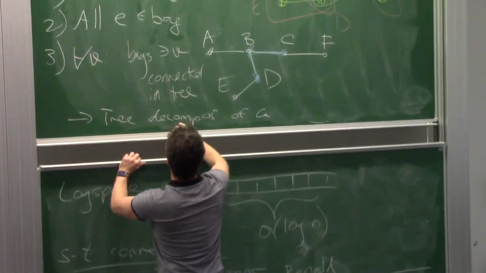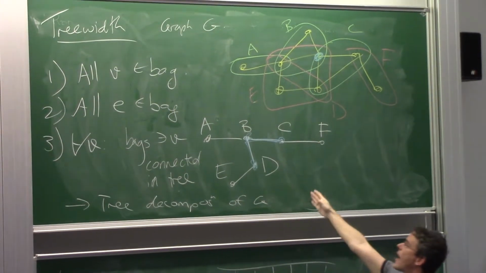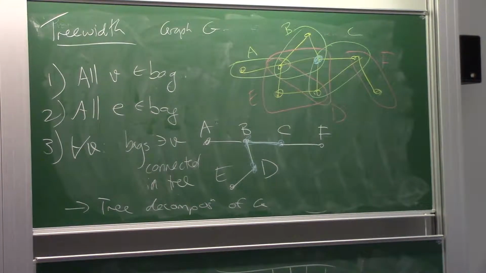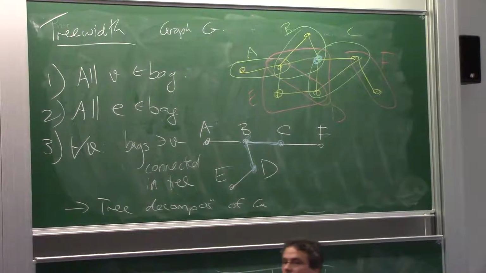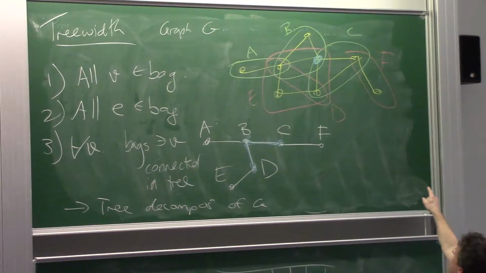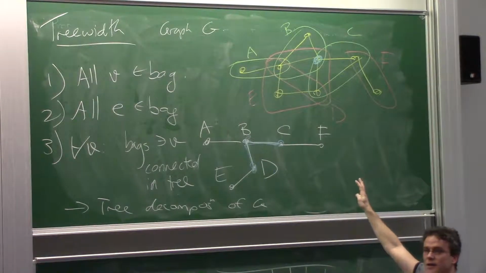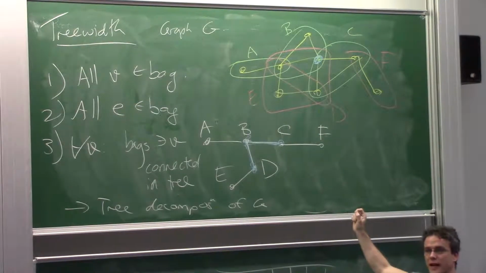So if I give you a tree decomposition of a graph, then it gives you a way to run algorithms on your tree. Could you explain the tree again? Yeah, so you can put the bags wherever you like. Your aim is to keep the bags as small as you can. Right?